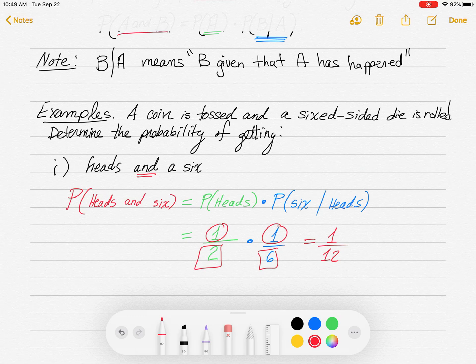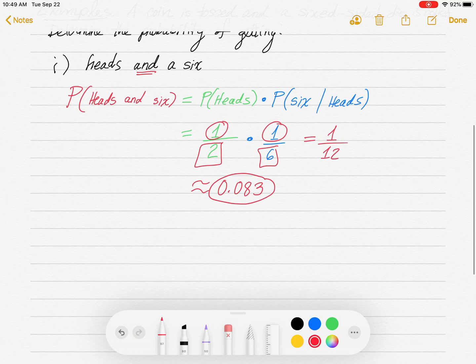Let's convert that to a decimal. It's going to be about 0.083, roughly. I'm going to 3 decimal places. All right. Number 2, just to do another problem. So I'm tossing a coin, I'm rolling a die.